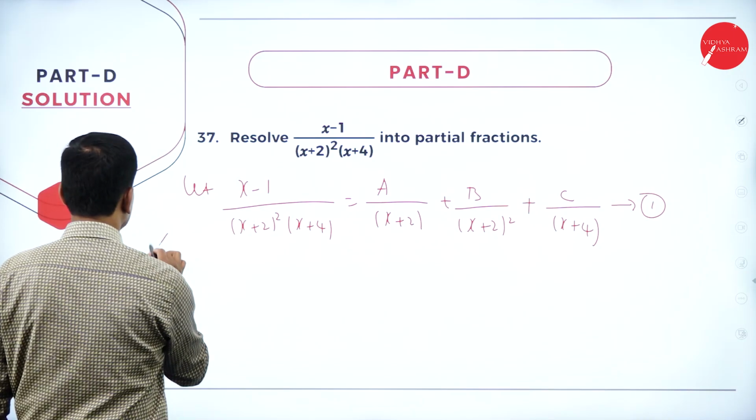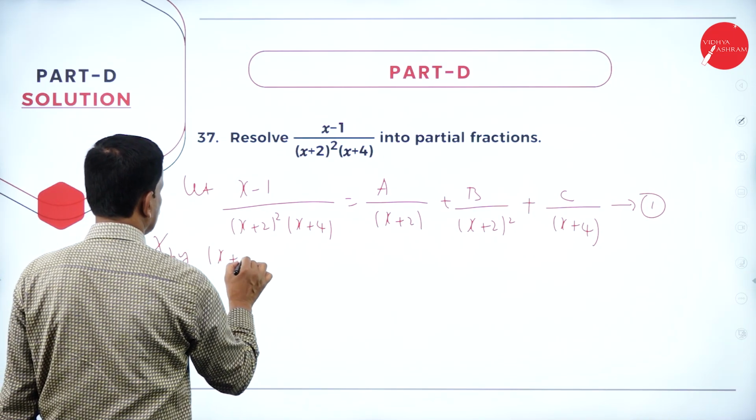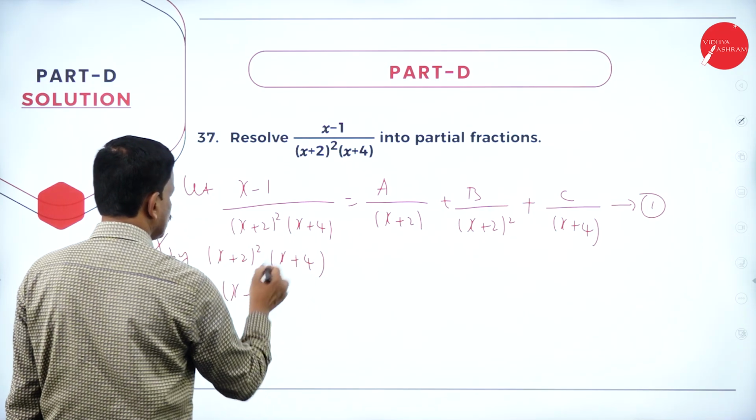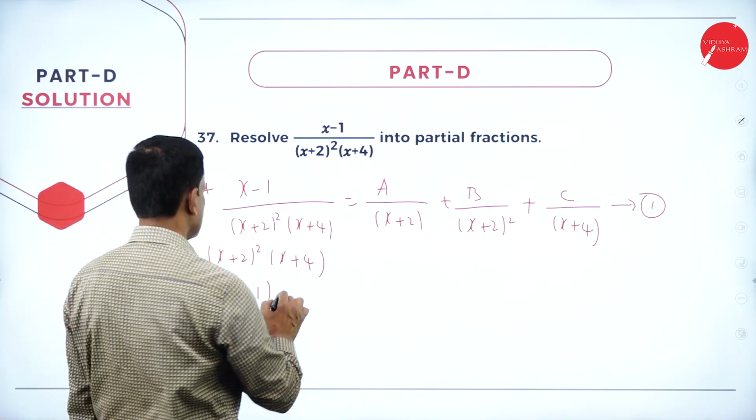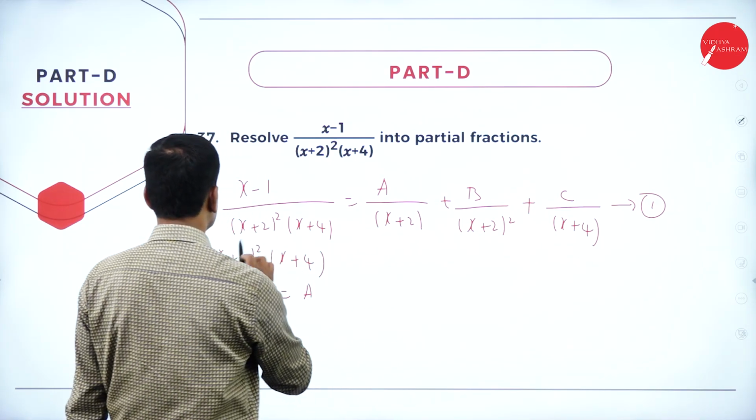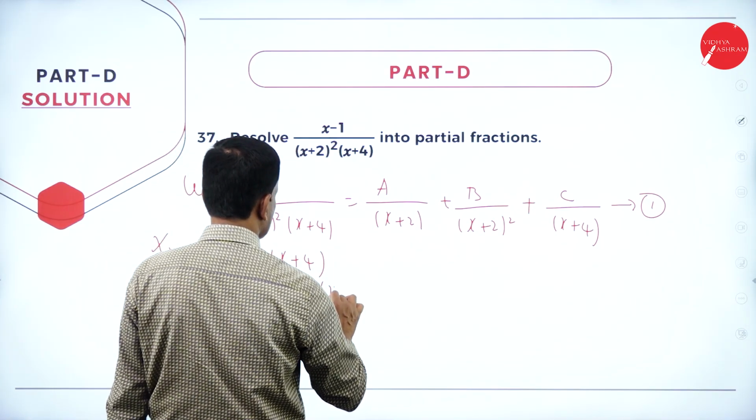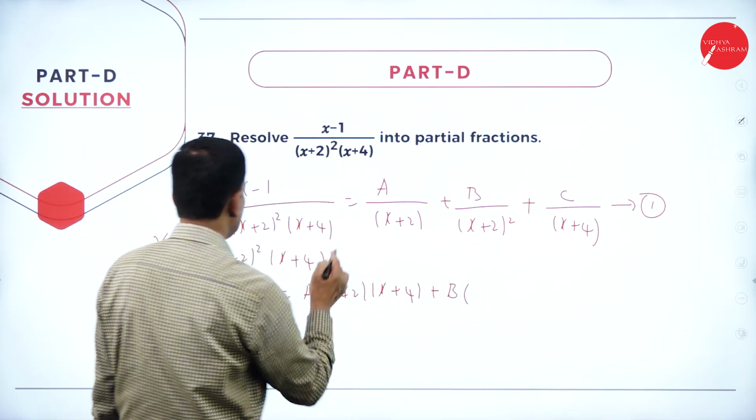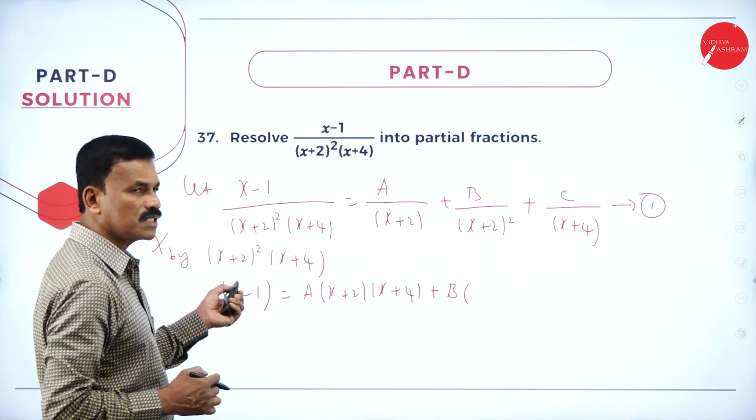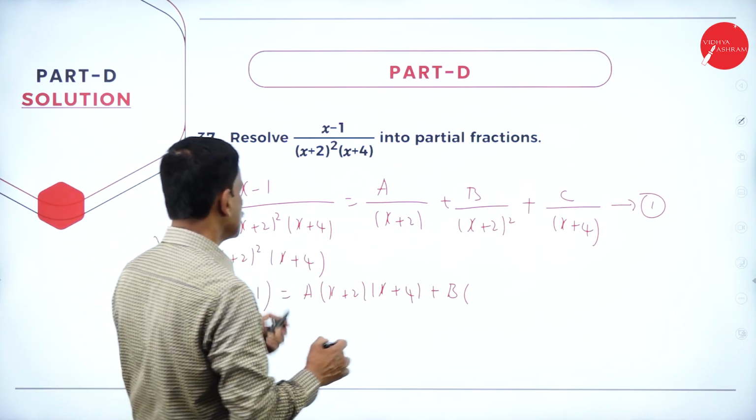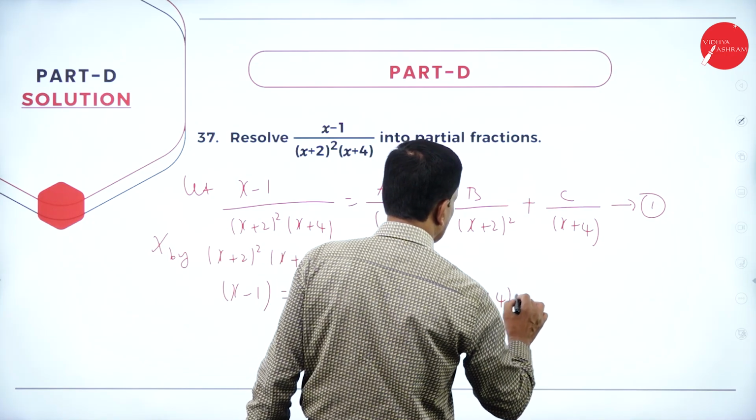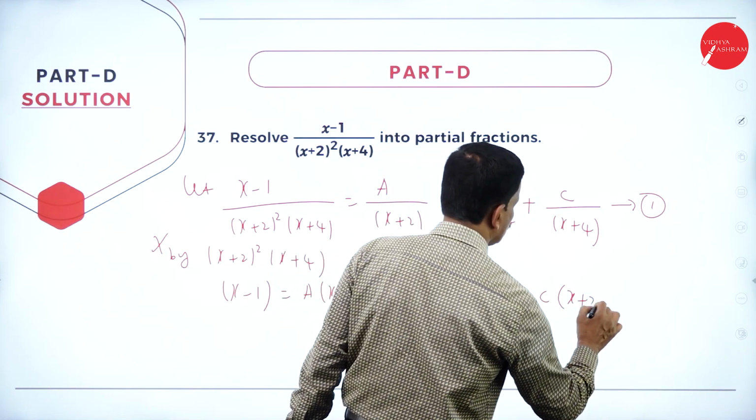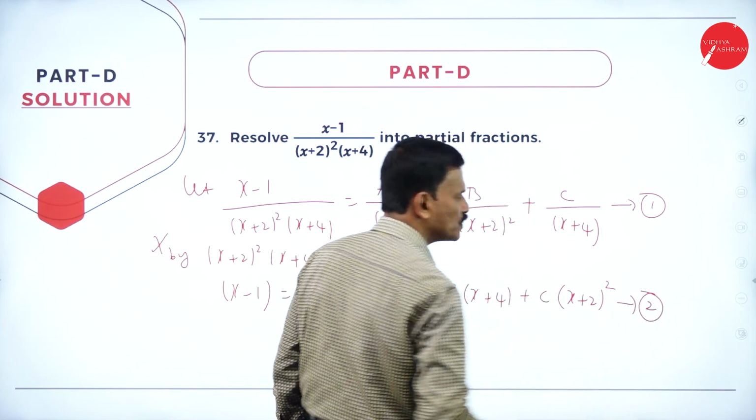Now multiply by x plus 2 whole square into x plus 4. On the left hand side the denominator gets cancelled: x minus 1 is equal to A into, x plus 2 gets cancelled, what is left over is x plus 2 into x plus 4, plus B into, x plus 2 whole square gets cancelled, we have only x plus 4, plus C into, x plus 4 gets cancelled, we have x plus 2 whole square. Let us represent this as equation number 2.